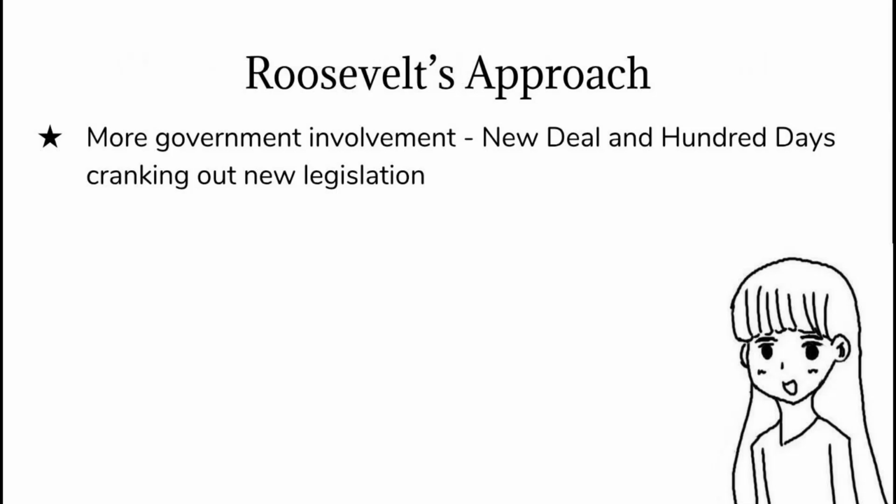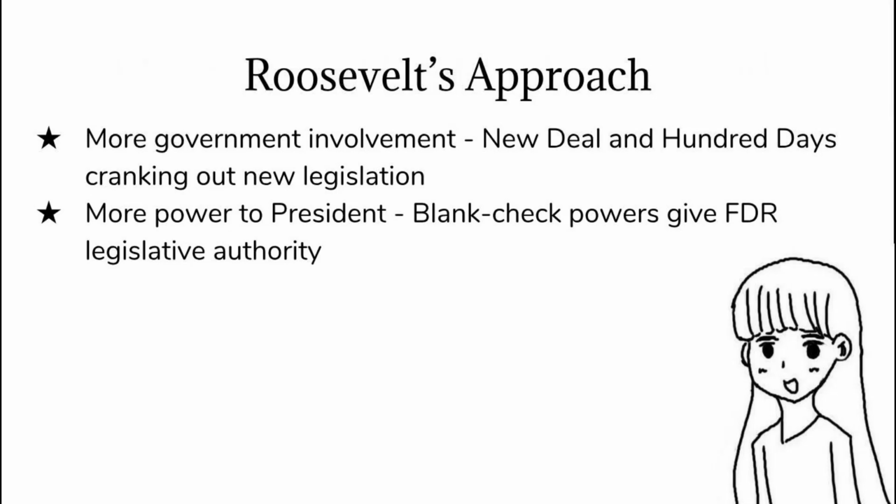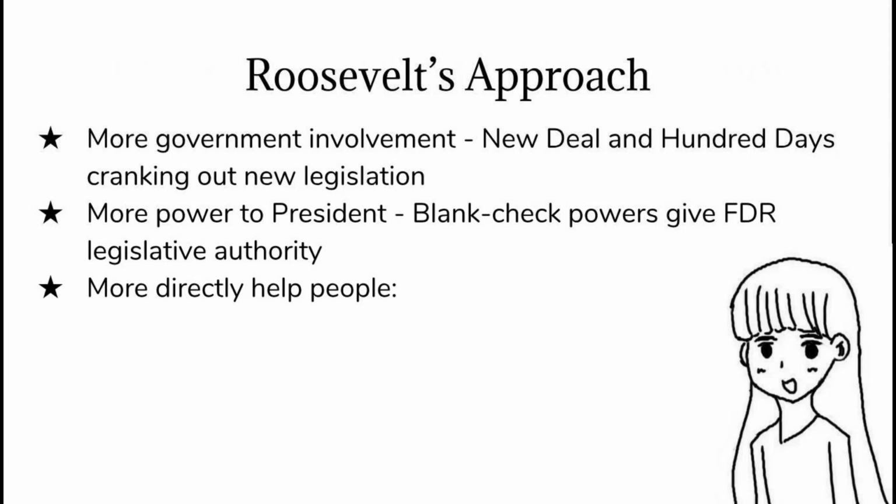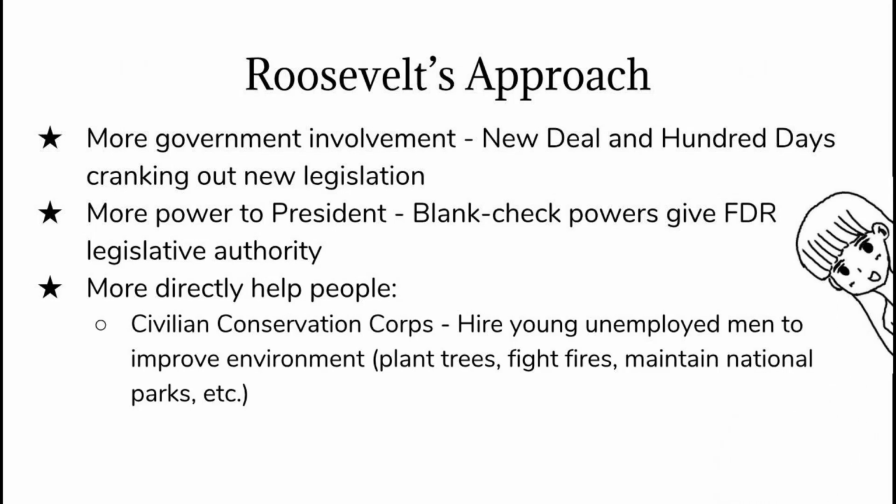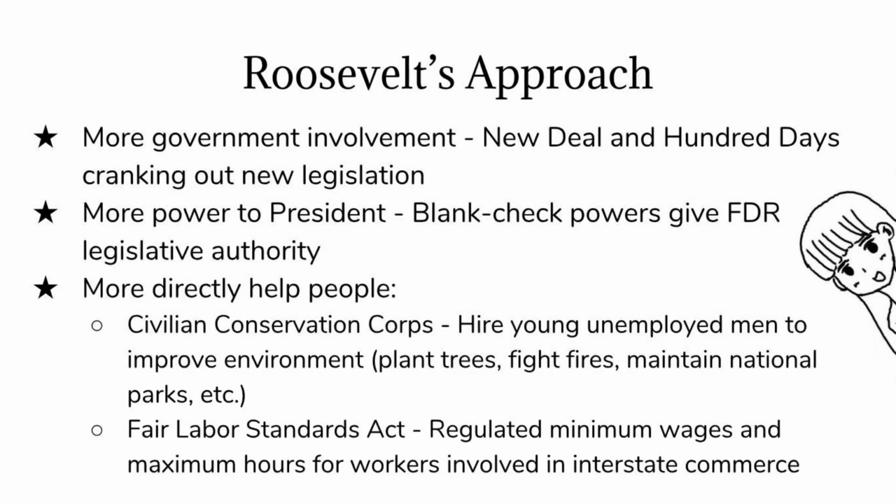So the New Deal and the 100 Days, cranking out new legislation. There's more power to the president because Congress gives him blank check powers. It gives FDR more legislative authority, and he more directly helps people. For example, the Civilian Conservation Corps, hiring young unemployed men to improve environment, plant trees, fight fires, maintain national parks, etc. There's also the Fair Labor Standards Act, regulating minimum wages and maximum hours for workers involved in interstate commerce.